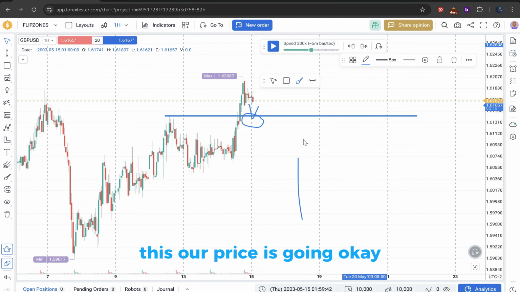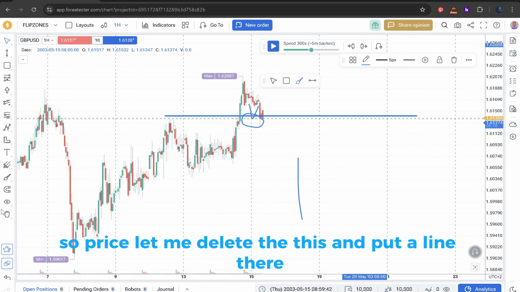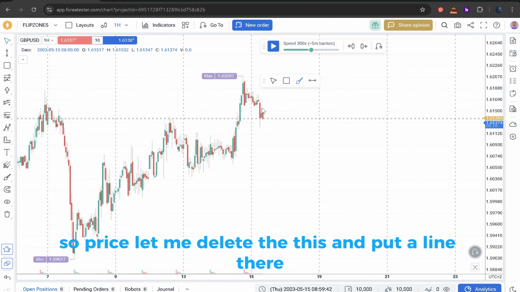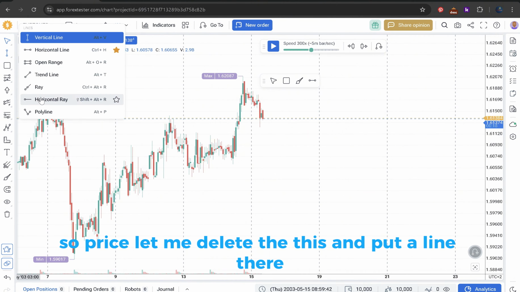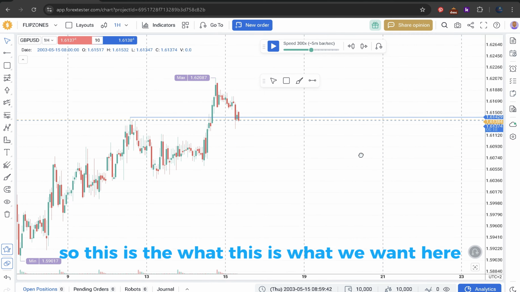Okay, let me do this. I think I had chosen a brush here. All right. So price, let me delete this and put a line there. Let me put a ray like this so we get, yeah, so this is what we want here.